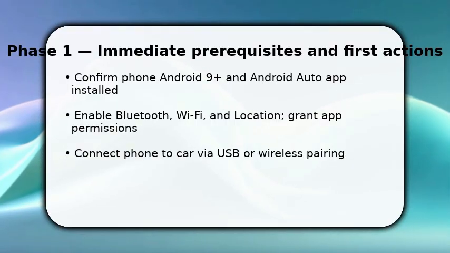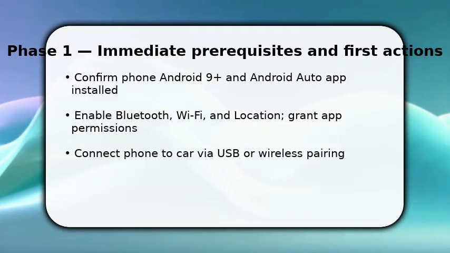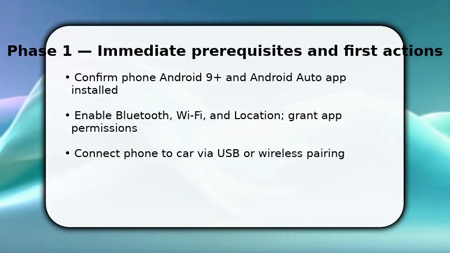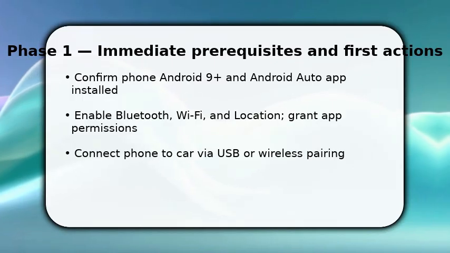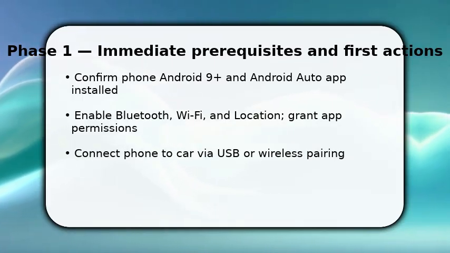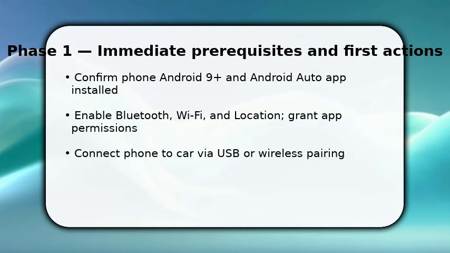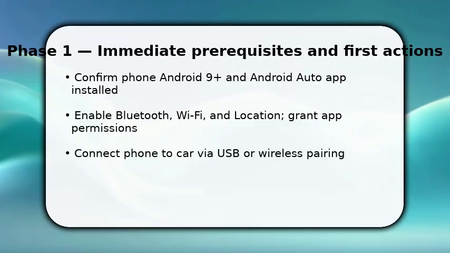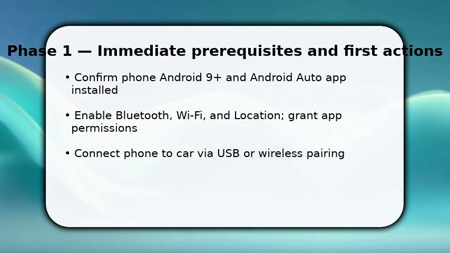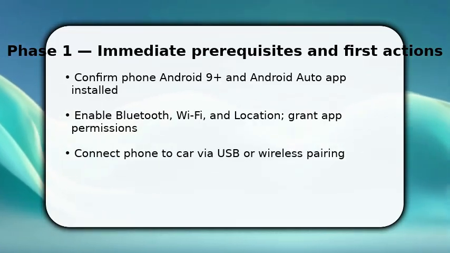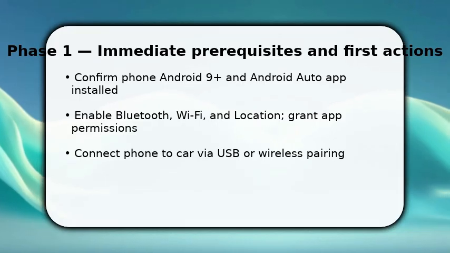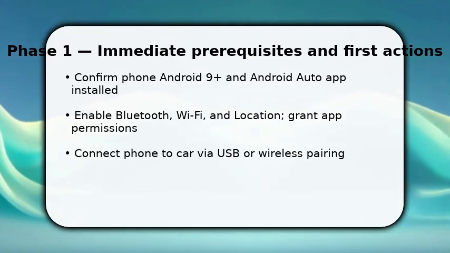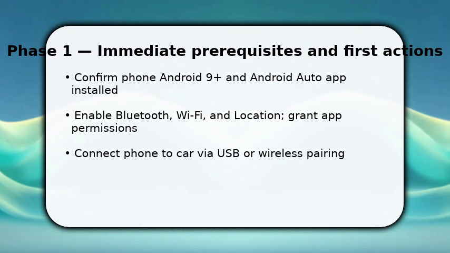You begin by making sure the essentials are ready. Your phone runs Android 9 or newer and has Android Auto installed. Tap the app, then grant microphone, contacts, and location permissions so it can route navigation and calls. Once done, enable Bluetooth and Wi-Fi on the phone and plug into your car with a high-quality USB cable or start the wireless pairing from the car head unit. This gets the connection initiated and prepares the interfaces to switch over to Android Auto.